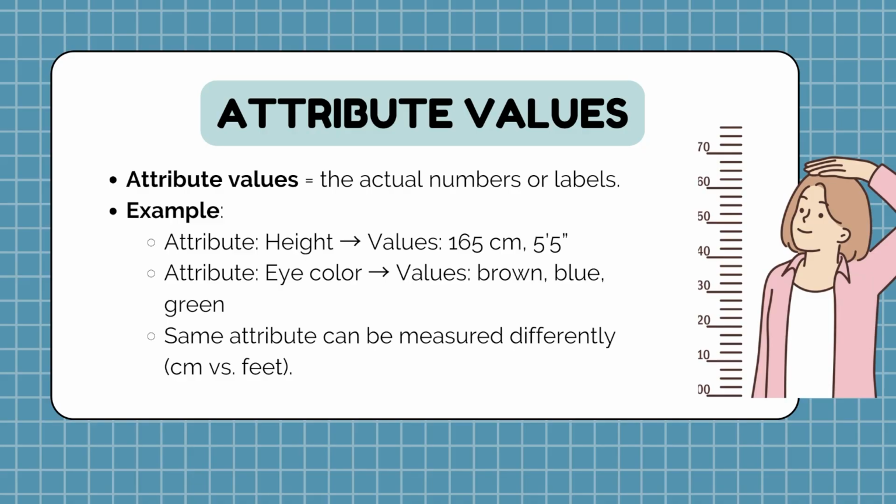On the other hand, two different attributes can share the same type of values. For example, ID numbers and age are both integers, but they don't mean the same thing. ID has no natural maximum, while age does.